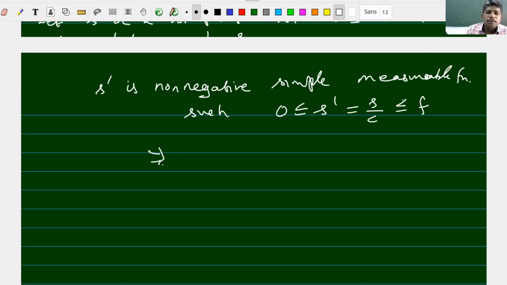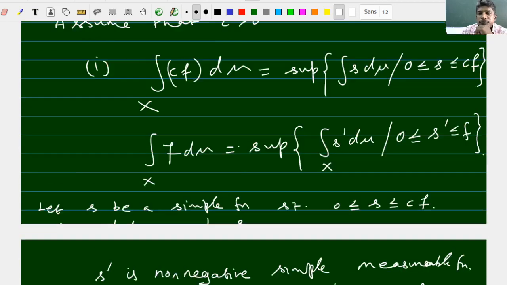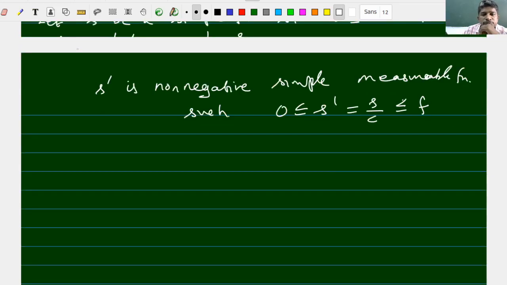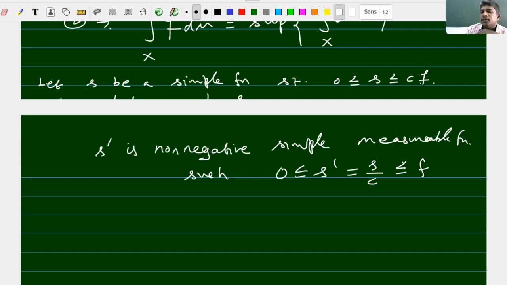This implies the integral of s dash d mu is less than or equal to the integral of f. So s dash is a part of the supremum in the second definition, right? This is equation 1, this is equation 2. So for every s such that 0 is less than or equal to s less than or equal to cf, there is a simple non-negative function s dash less than or equal to f.